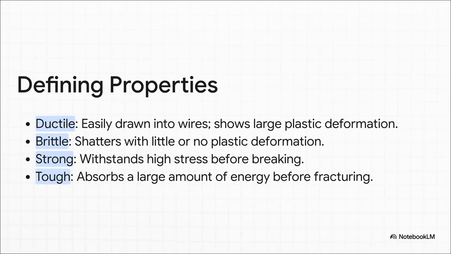We can describe materials with a few key terms. Something is ductile if you can draw it out into long, thin wires, like copper. It's brittle if it just shatters without much warning. A strong material can handle a really high amount of stress before it breaks, while a tough material can absorb a whole lot of energy before it finally gives up.